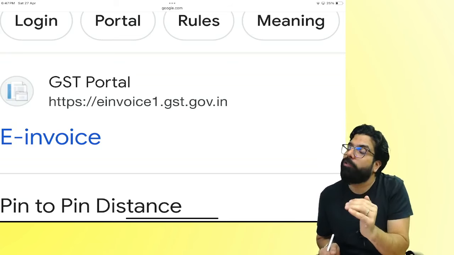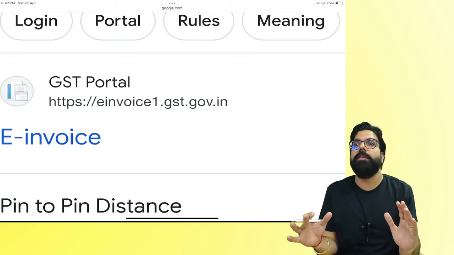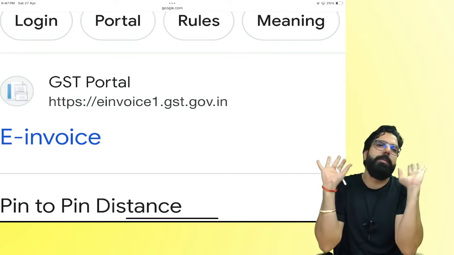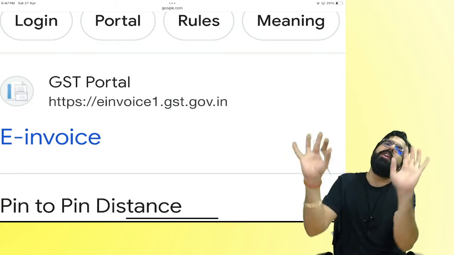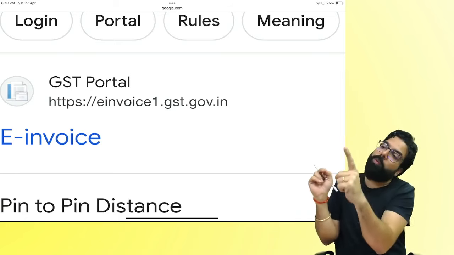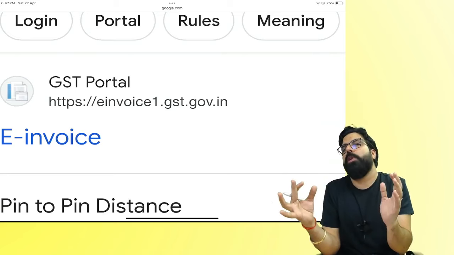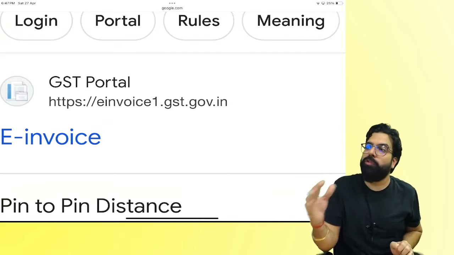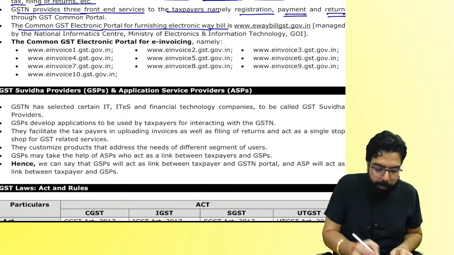Now, for e-invoice also the government created one separate portal altogether. And for generating e-invoice, the government created 10 portals because in India, lakhs of businessmen are there, crores of businessmen. Everyone, just imagine going online and registering their invoices. If there is only one portal, don't you think the portal will get stuck? So how many portals did the government create for e-invoicing? 10 portals. E-invoice 1, gst.gov.in. E-invoice 2, like that there are how many portals? 10 portals. And this is also known as the common portal.